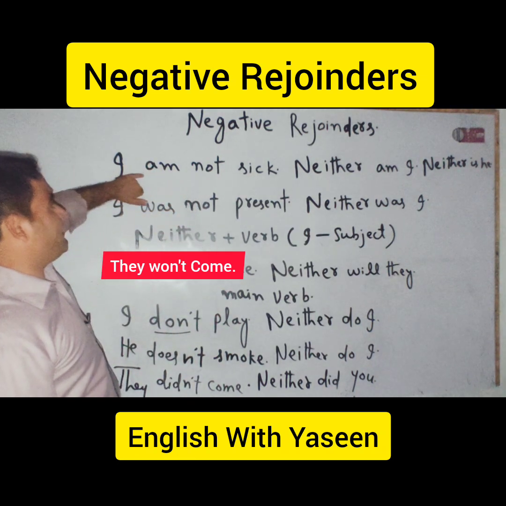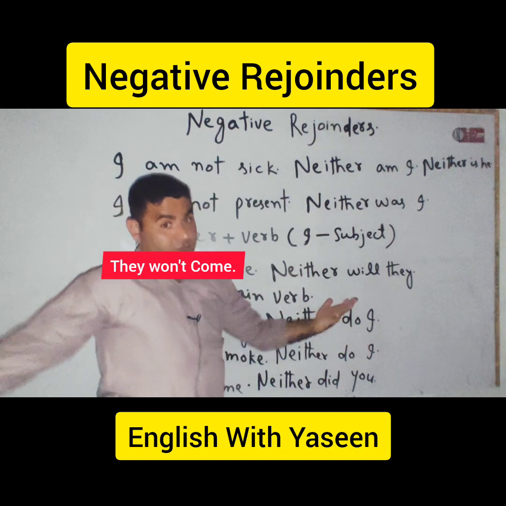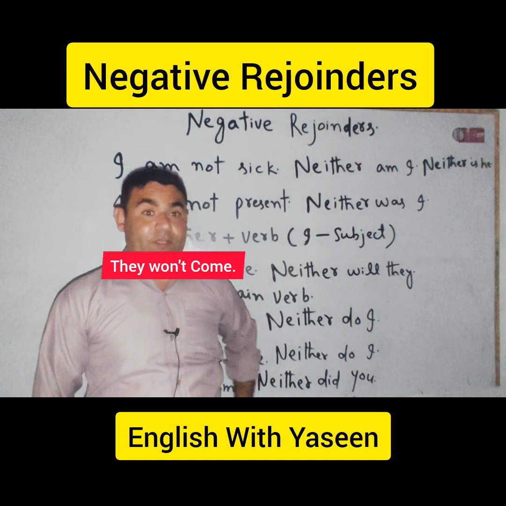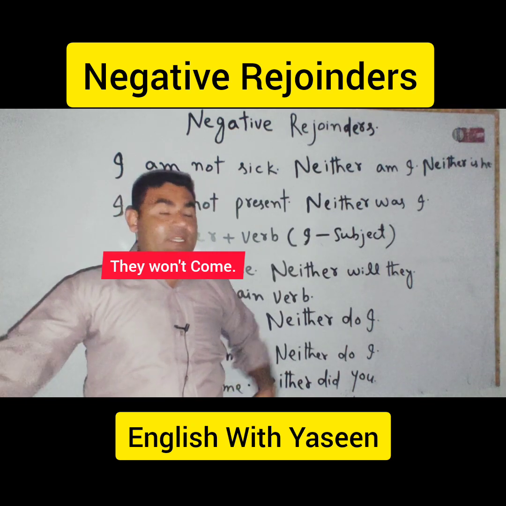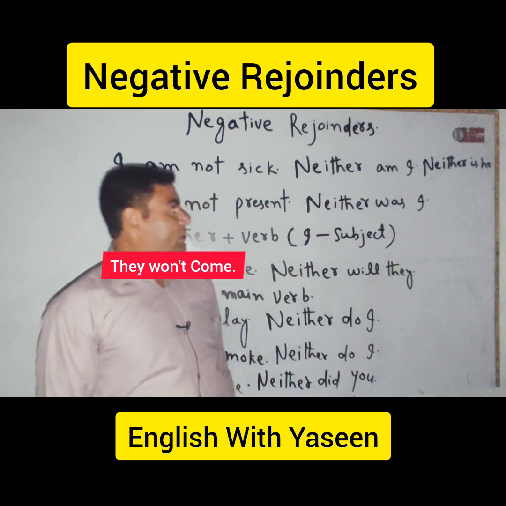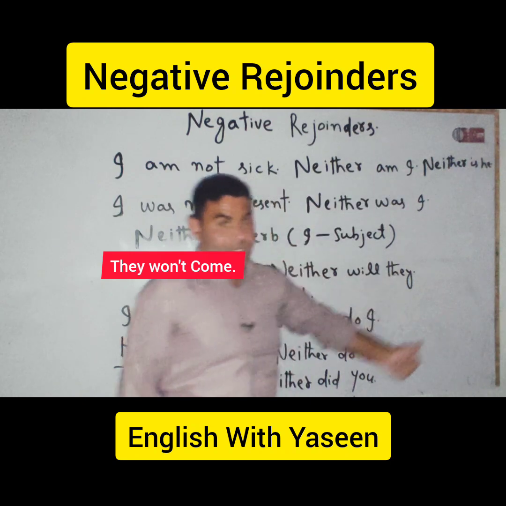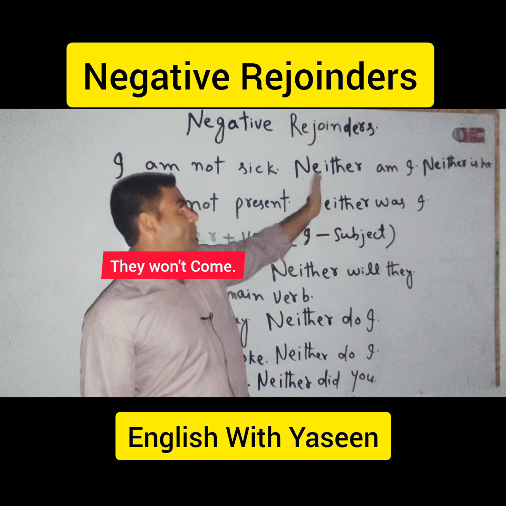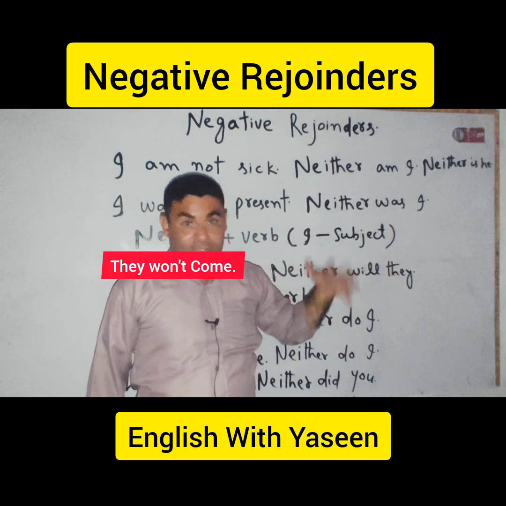For example, someone says I'm not sick, and you are also not sick. You want to tell that person that he is not sick, but you are also not sick. So then you will use neither am I. Instead of using I am also not sick, you should simply use neither am I.